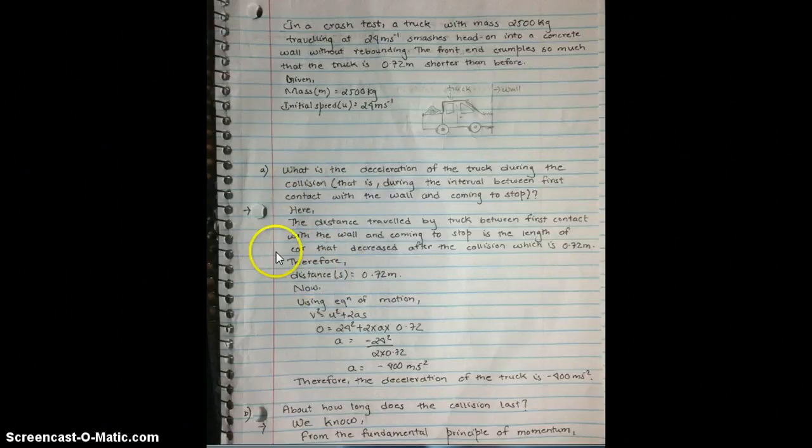The first question is, what is the deceleration of the truck during the collision? That is, we need to find the deceleration over the interval between the first contact with the wall and coming to a stop. So here we know that the distance traveled by the truck between the first contact with the wall and coming to a stop is the length by which the truck shortened during the collision, which is 0.72 meters.